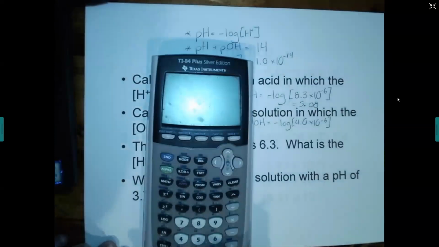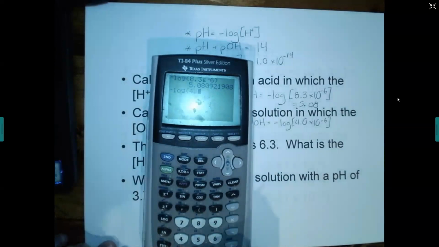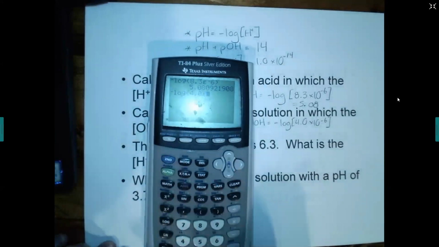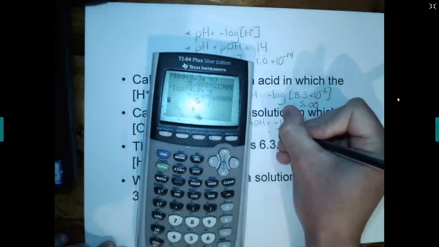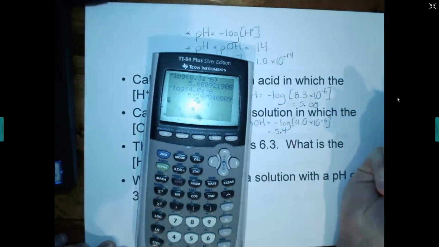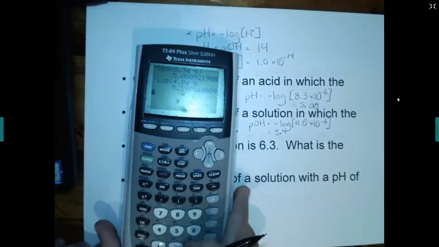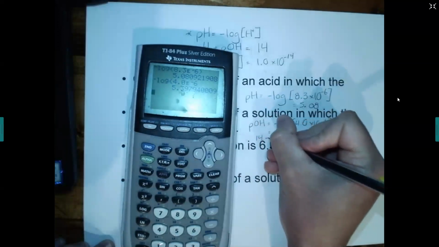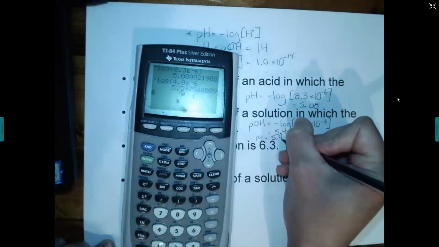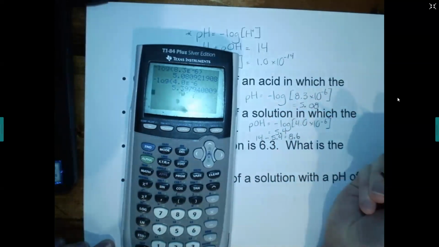So let's see what we get when we do that. Negative log 4.0 second E negative 6. All right, so we get 5.4. And then remember, since that's the pOH and we're trying to find the pH, I'm just going to subtract that from 14. So 14 minus 5.4 gives me 8.6 as my pH.